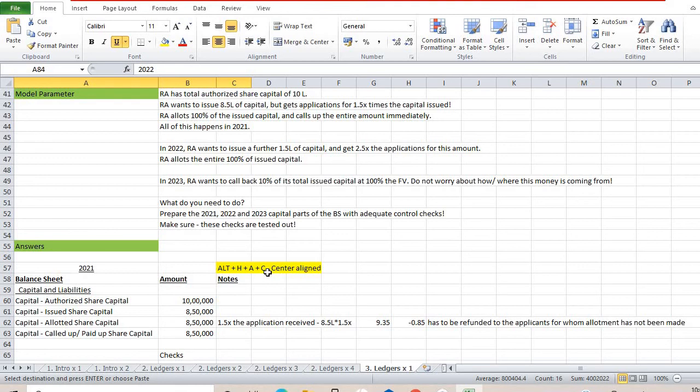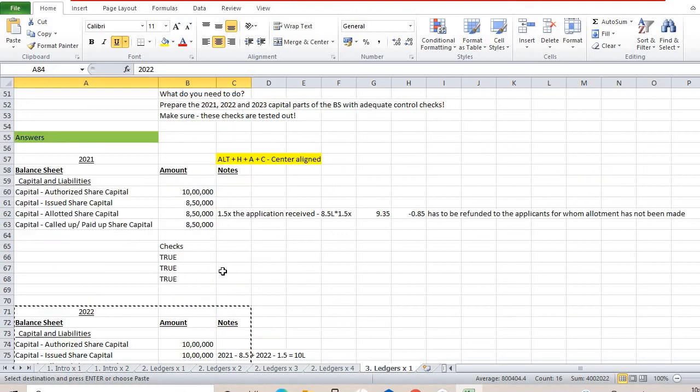In 2023, Reliance Apparel wants to call back 10% of its total issued capital at 100% of the face value. Do not worry about where this money is coming from. Don't ask me where cash is coming from, where did the securities premium go, is there a capital reserve or not. We don't worry about all that, right? So all we need to know is how the capital part of the balance sheet will look. Okay, so with adequate control checks, prepare the 2021 to 2023 statements with adequate control checks.